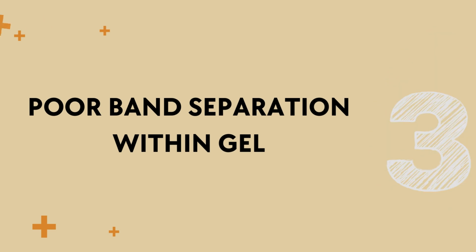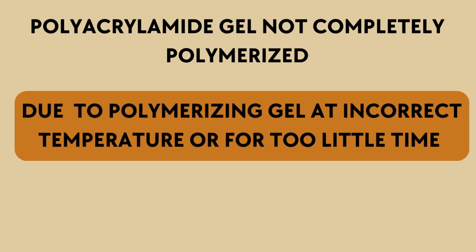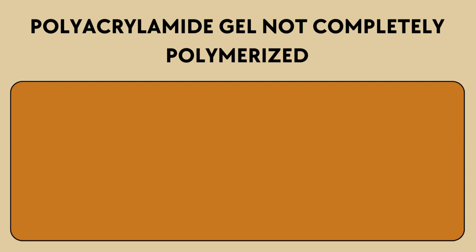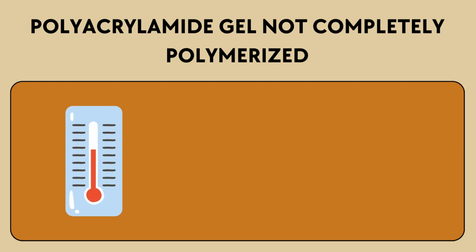The last major error for conducting PAGE we'll discuss is poor band separation within the gel. This could be caused by polyacrylamide gel that is not completely polymerized, which usually results from polymerizing the gel at incorrect temperatures or for too little time. This can be troubleshot by allowing the gel to polymerize at room temperature and to save a bit of the gel solution used to make the gel block.